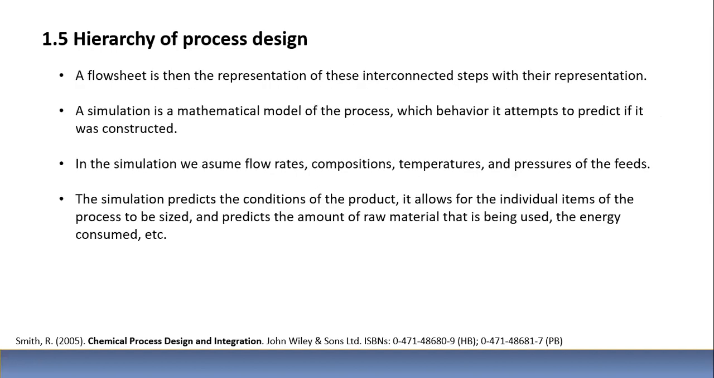A flow sheet is then the representation of these interconnected steps. A simulation is a mathematical model of the process which behavior it attempts to predict if it was constructed. Un diagrama de flujo es la representación de estos pasos interconectados que ustedes van a estar haciendo en Aspen Plus. Y el Aspen Plus va a conducir una simulación matemática del proceso.